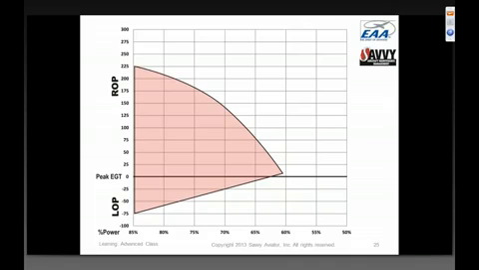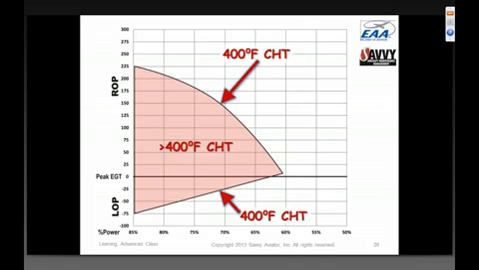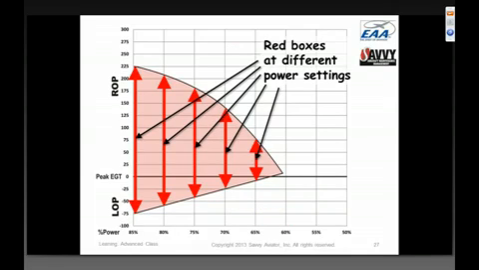And the red fin is the area where CHT exceeds 400 degrees, where we don't want to be. And the red fin sort of emphasizes the fact that the less power we run, the smaller the range of mixtures that get us into a high CHT situation that we're trying to avoid. So basically, the red fin is a whole bunch of red boxes just stacked up on one another.